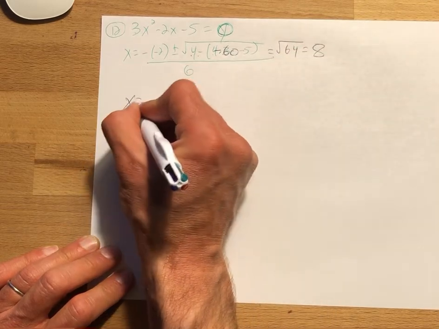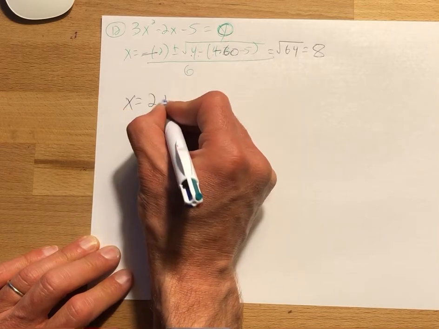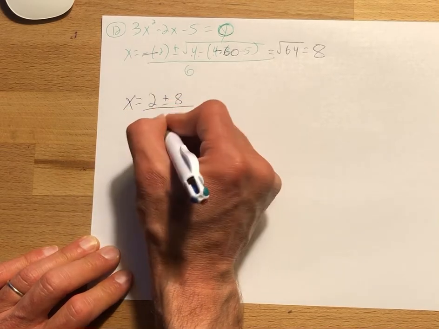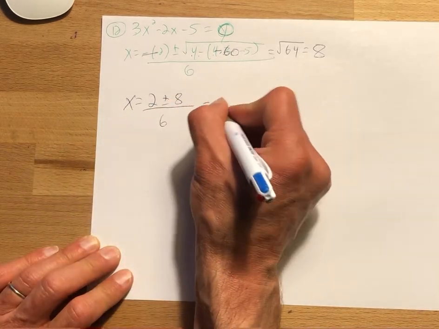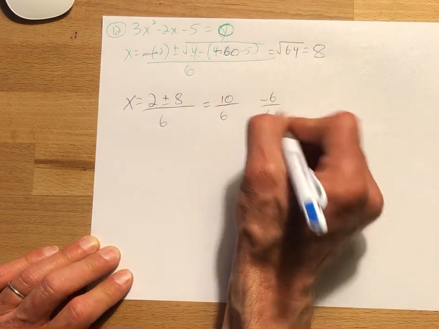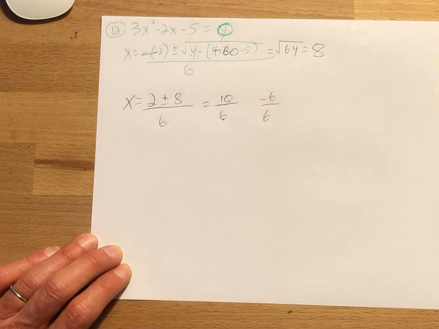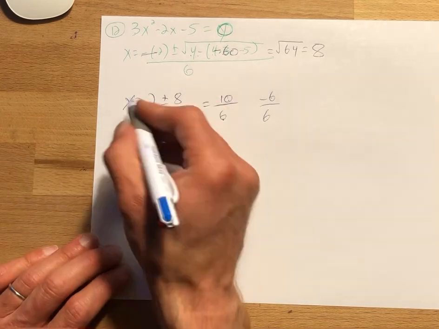So I'm going to have x equals negative 2 becomes 2, plus and minus 8 over 6. And then I'm going to get 10 over 6, and then I'm going to get negative 6 over 6. So I'm going to get 5/3, and I'm going to get negative 1. Let's see. 5/3 and negative 1, which is letter choice C.